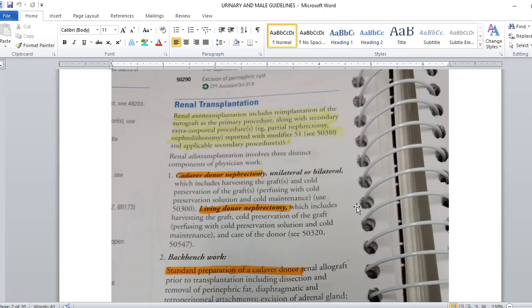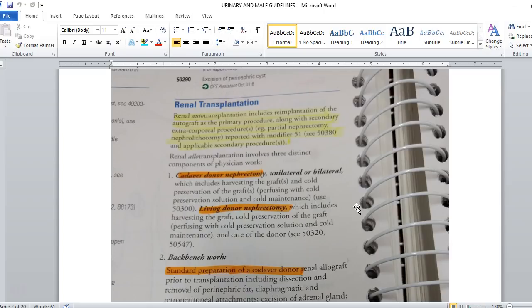Like intestines and like liver, you can either have a cadaver donor or a living donor. And also, like lungs, you could do a unilateral or bilateral cadaver donor nephrectomy. So what we need to know is what our doctor is doing and who is giving the organ or organs.